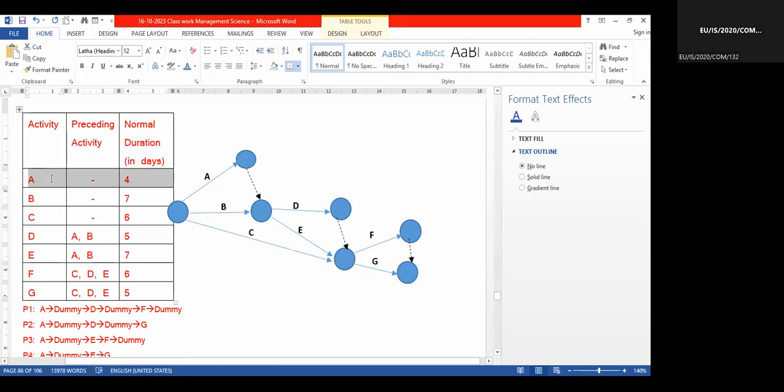To complete activity C, we need 6 days. Can you see this figure, students? Hello, students. Can you see this one? Now I have added the other column. Yes, sir. Okay, one is enough. To complete activity D, we need 5 days. Activity E, we need 7 days. Activity F, we need 6 days. Activity G, we need 5 days. Right?